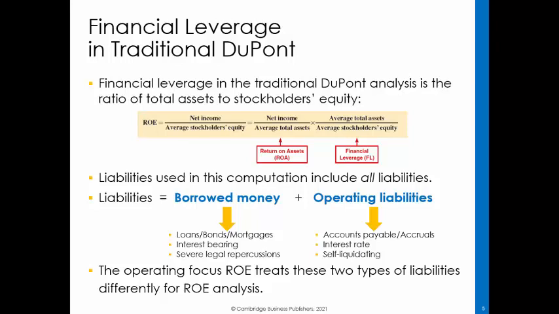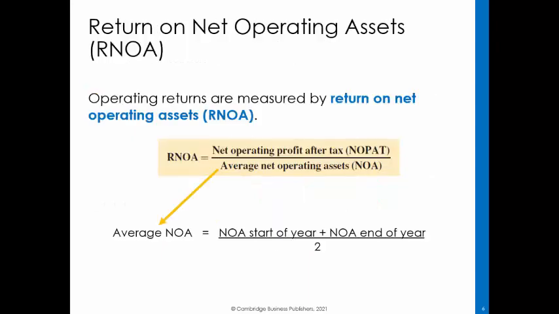The operating focus treats these two types of liabilities differently for ROE analysis, treating borrowed money or debt as a non-operating item. Operating return can be measured by the return on net operating assets, as shown on this slide. To implement this formula, we must first classify the balance sheet and income statement into operating and non-operating components so that we can assess each separately.